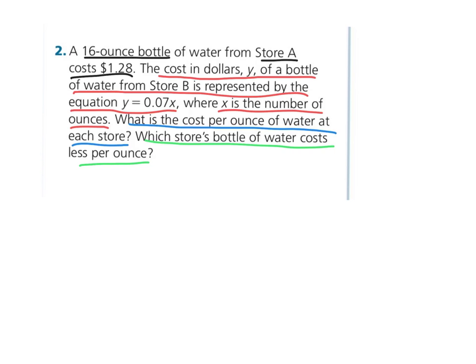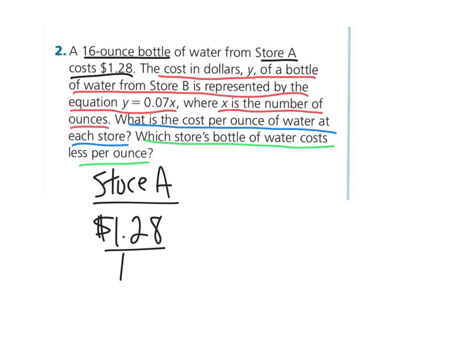So we want to find the cost per ounce. So for store A, cost per ounce, we just need to divide the cost by the number of ounces. So $1.28 divided by 16 is 8/100, which means 8 cents per ounce.